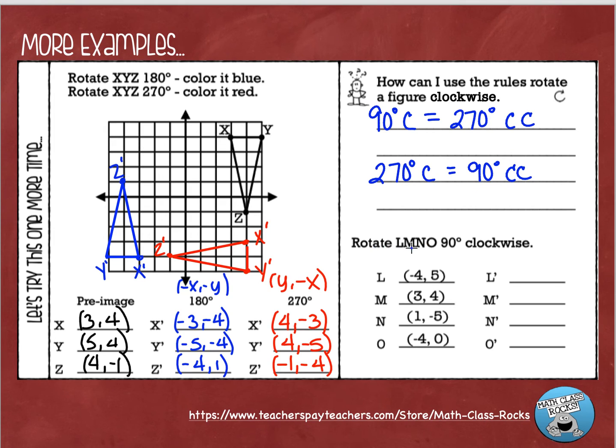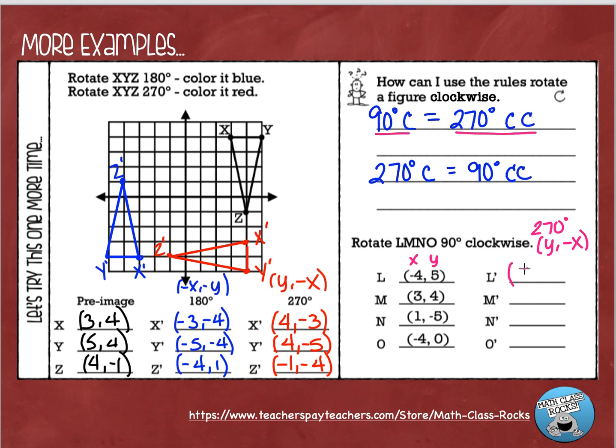So we're going to rotate LMNO 90 degrees clockwise. Well, going 90 degrees clockwise is the same thing as going 270 degrees counterclockwise. So we're going to use our 270 rule. And our 270 rule is that we do Y and then we do the opposite of X. So here we go, X, Y. This time we're not even graphing anything, we're just using the rule.